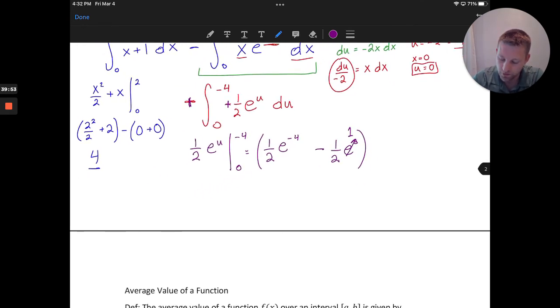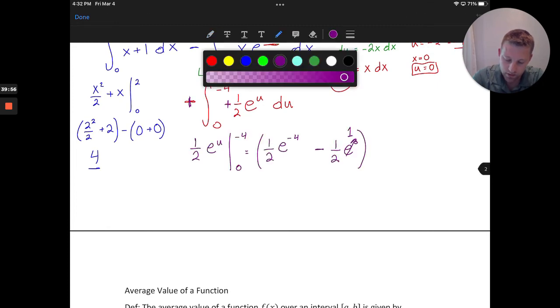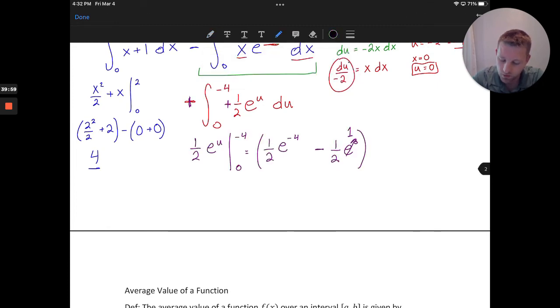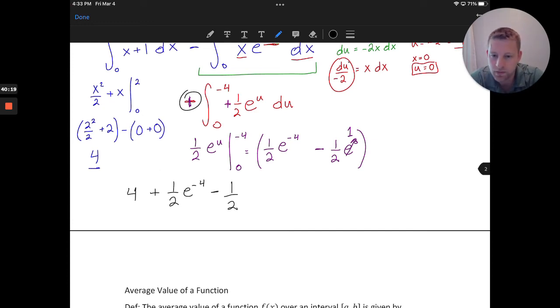So if I put all of this together, let's go ahead and again consider adding now my two components, because this turned to a plus. So we've got 4 for that first part, and then plus 1/2 e raised to the -4, and then minus 1/2 on the end there, 1/2 times 1. And if you put this into your calculator, this will come out to approximately 3.51 as that area in between the two curves, 3.51.